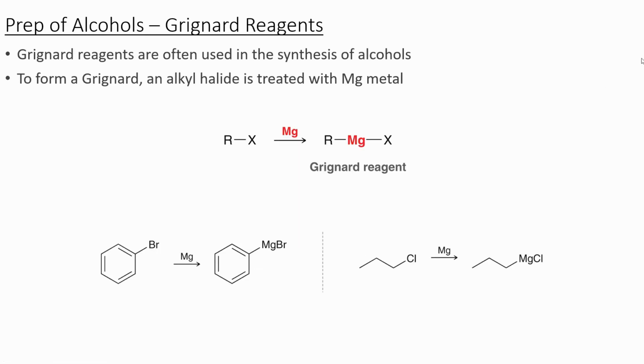But now we're going to look at probably one of the most powerful and useful reactions in organic chemistry. And this reaction is called the Grignard reaction. It's going to be used to synthesize alcohols, and it also is used to form a carbon-carbon bond.